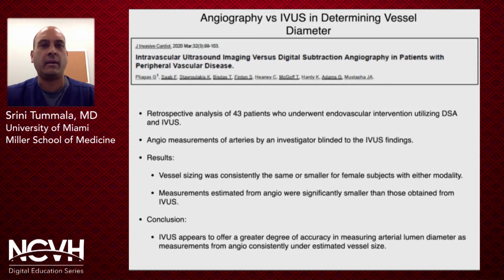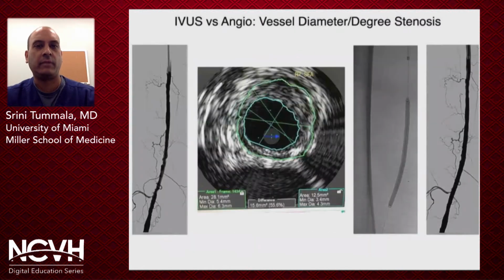So here's another study that was comparing angiography versus IVUS in determining vessel diameter. This study was a small number of patients, 43 patients retrospectively analyzed. They looked at angiography compared to IVUS. And again, it showed the same conclusion. IVUS offered a greater degree of accuracy in terms of measuring the size of the lumen and the diameter of the lumen compared to angiography, which was consistently underestimating vessel size. And we know that has implications in terms of primary patency rate as well as patency rate of stents, as we've seen in the past.